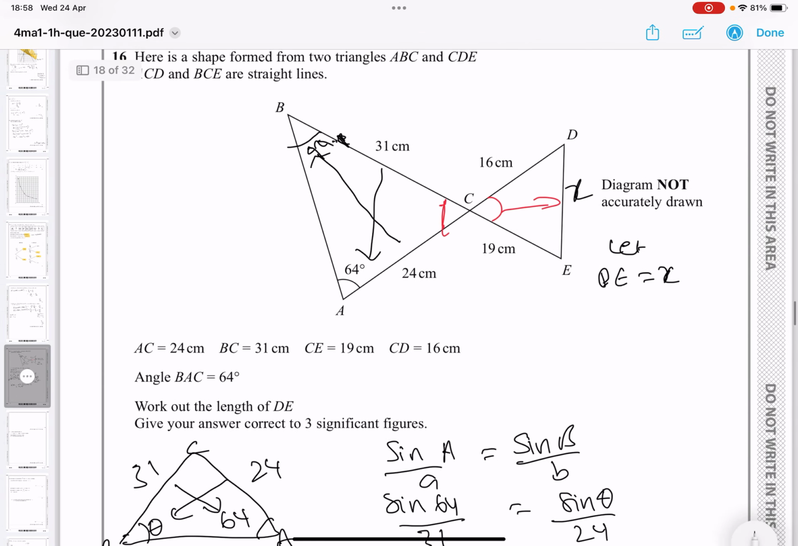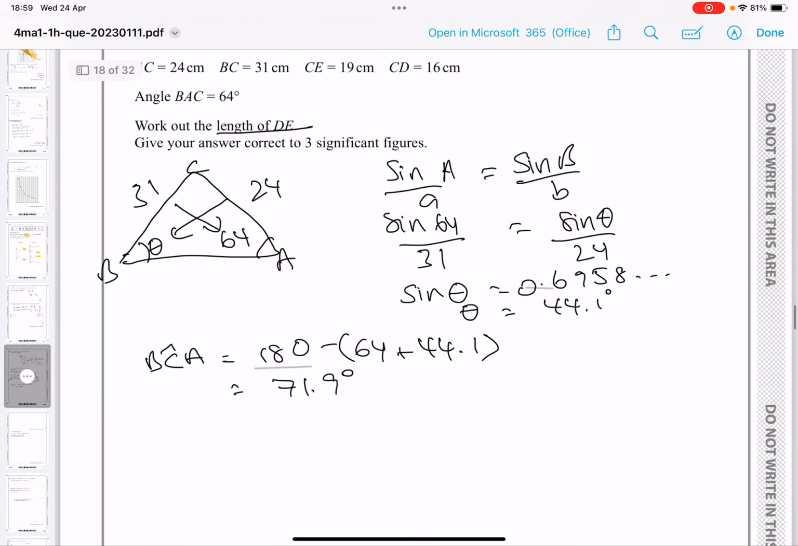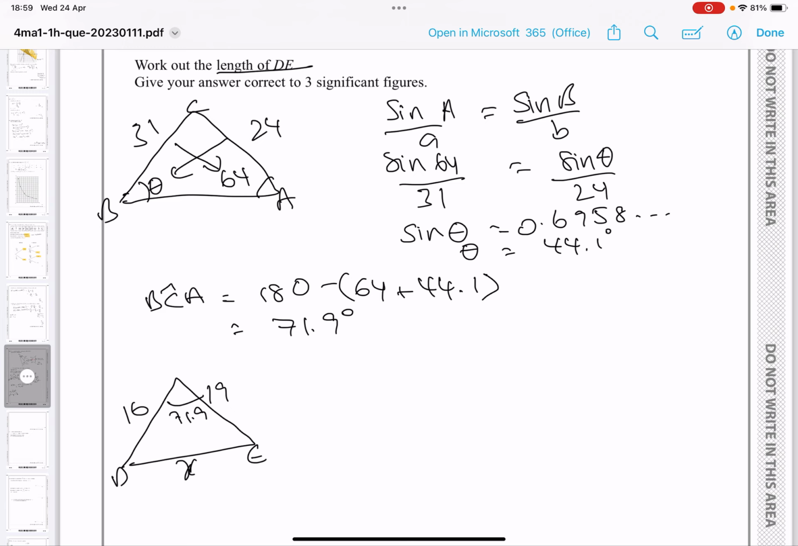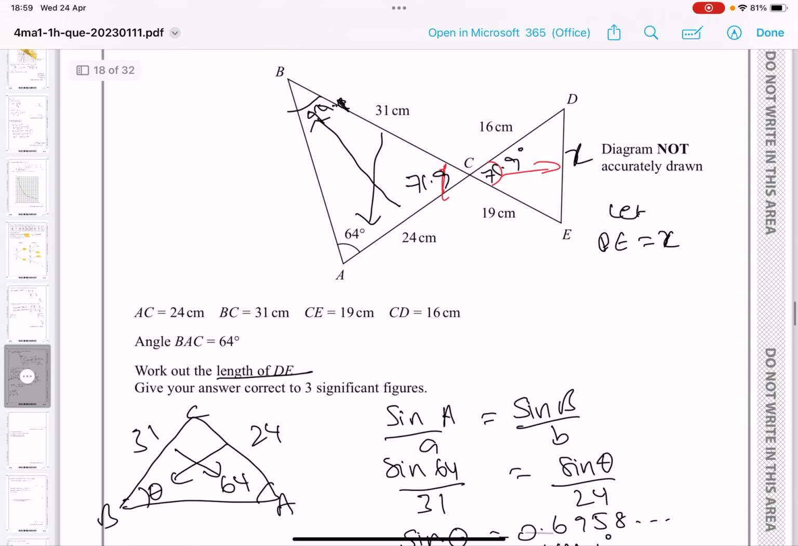So once we've worked out this angle here, 71.9 degrees, that's going to equal this angle here, because they're vertically opposite. So now we can use the cosine rule to work out the length of DE. So let's do that right now. Let me draw the next triangle for you. Okay, 16, 19, 71.9 degrees and x. x is what we need to work out. That's what we labeled DE as.